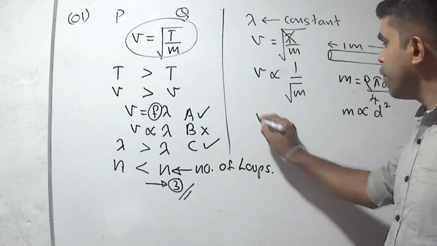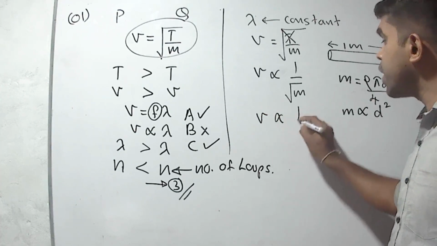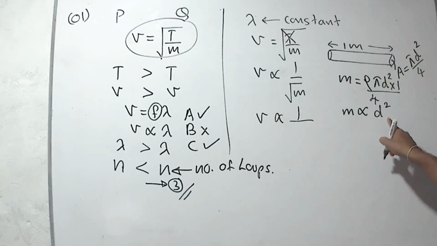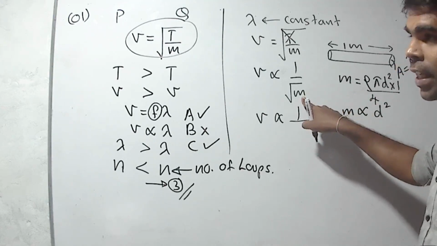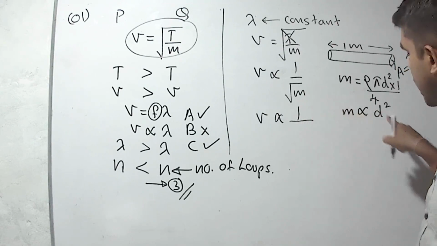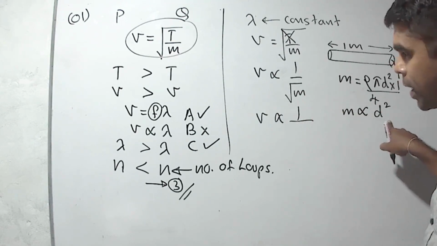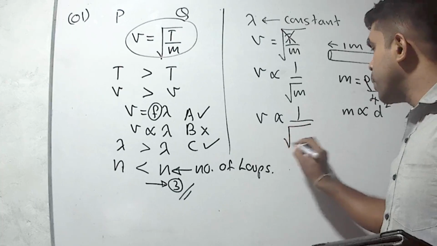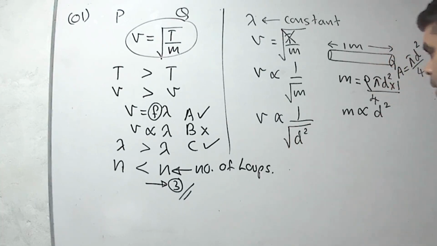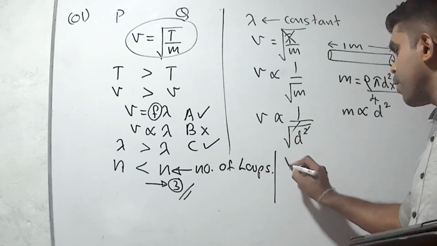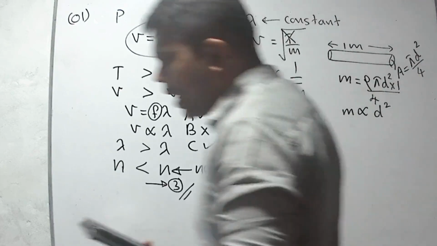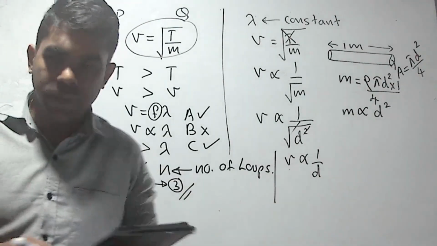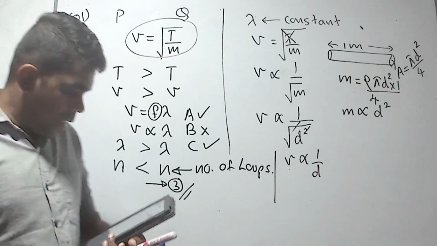Then V is inversely proportional to, we can use the square of diameter for the linear density, because linear density is directly proportional to the square of diameter. And we have to put the square root. We can cancel out the square and square root. Then V is inversely proportional to diameter. Velocity is inversely proportional to diameter.